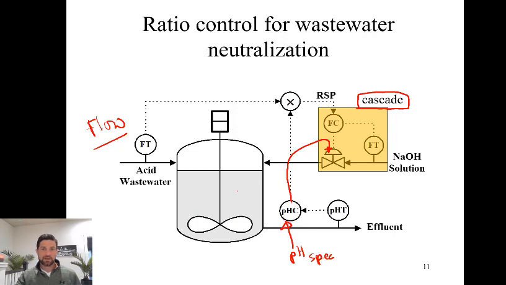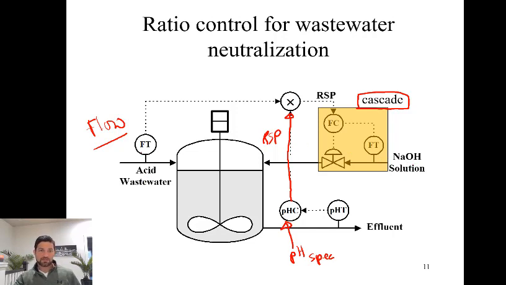Okay, and we do that by incorporating a ratio controller. So now instead of this system changing the valve, the pH controller is going to set a ratio. So we're going to have a remote set point, and that's going to be a ratio. And the ratio is essentially going to be related to the concentration of the acid and the concentration of the base in the sodium hydroxide solution.